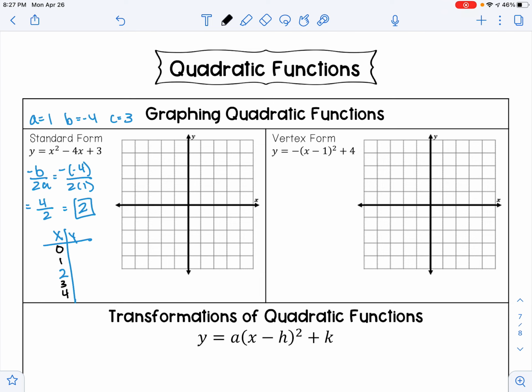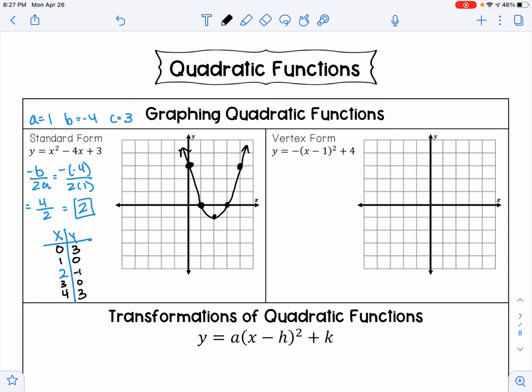And when you do that, for 0, you get 3. For 1, you get 0, -1, 0, and 3. So I'm just going to go ahead and plot those points. And then once you have those points, you can connect them to make your parabola.